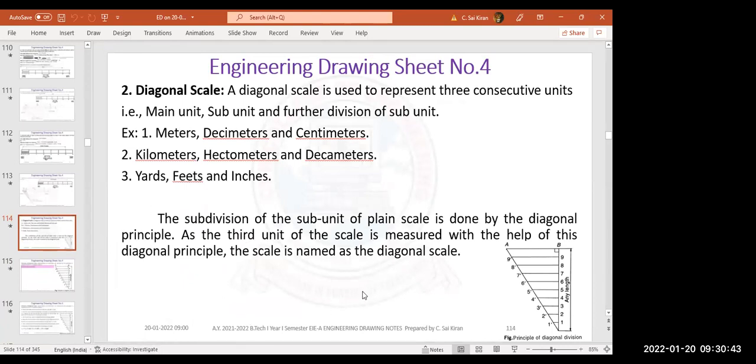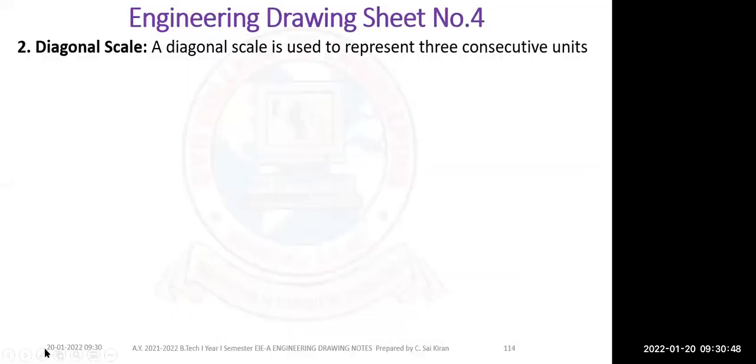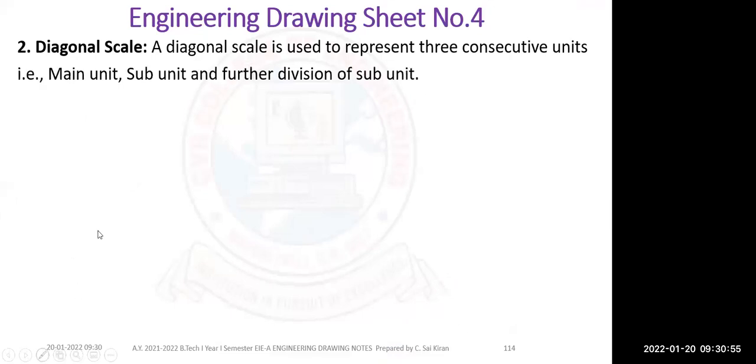In the diagonal scale, what we do is, we are measuring 3 consecutive units. Continuously 3 units we are measuring. Okay. So what we do is, this is a line. This line I have to divide into 10 equal parts. If it is exactly 1, you can divide. But if the line is very small, like this is the line, and if you want to divide this into 10 equal parts, it is difficult.